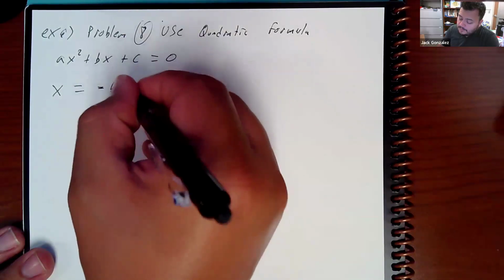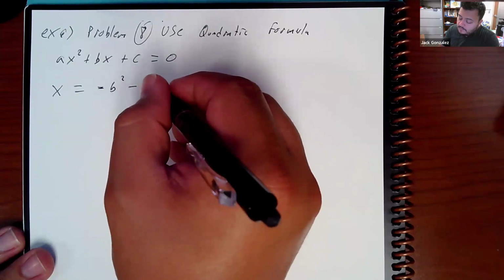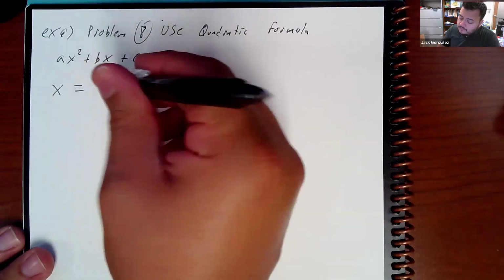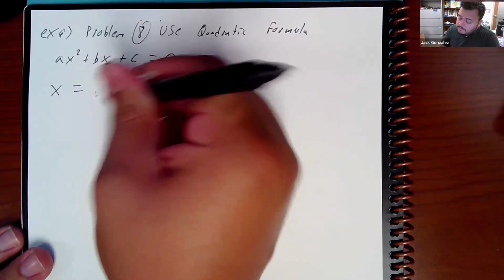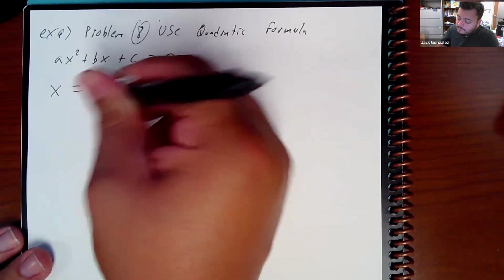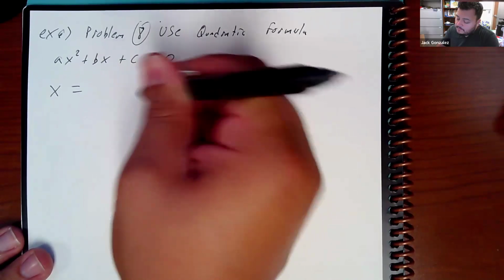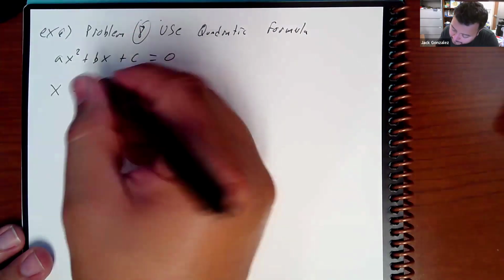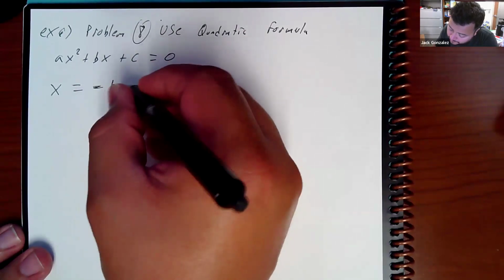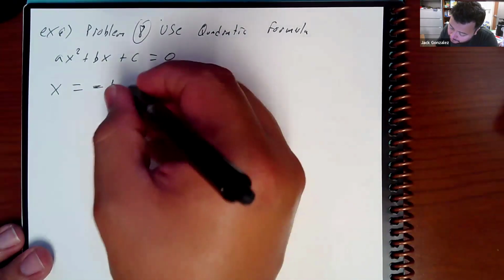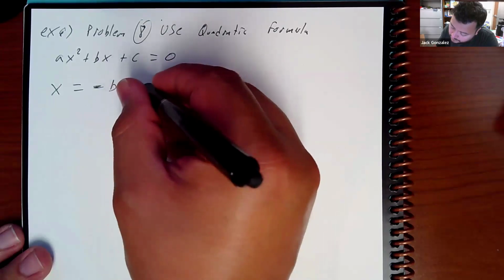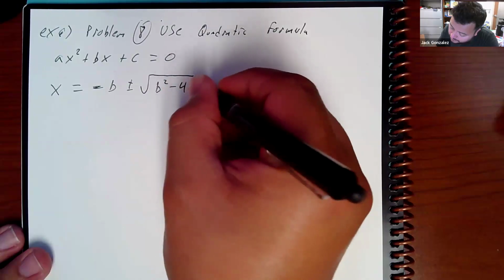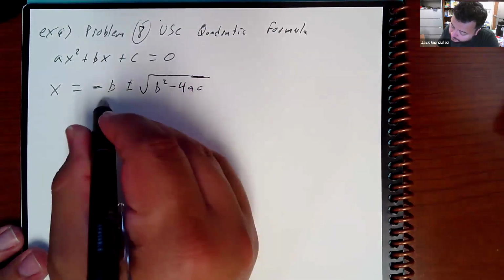Negative b squared minus, wait, that's not right. Negative b plus or minus the square root of b squared minus 4ac over 2a.